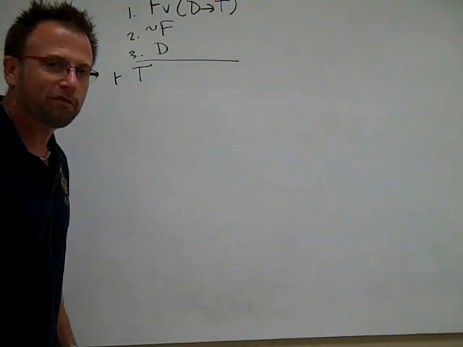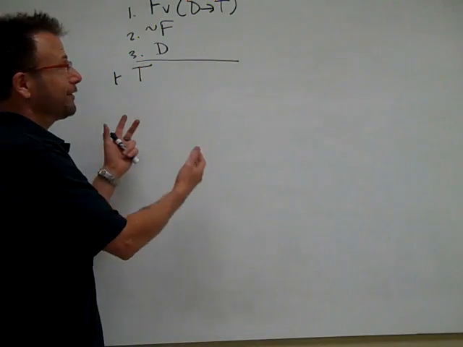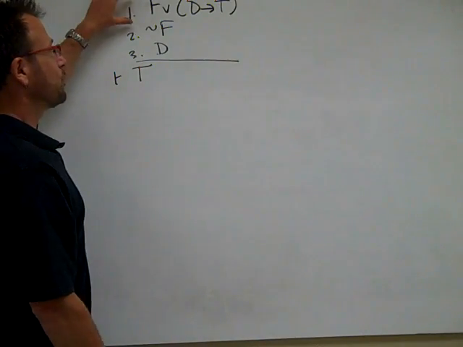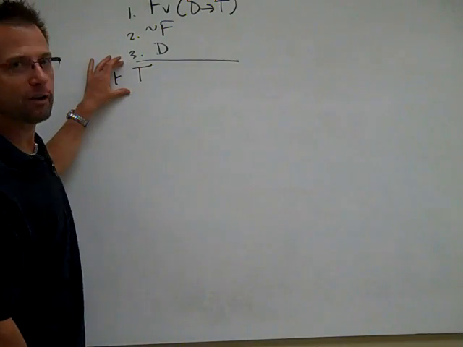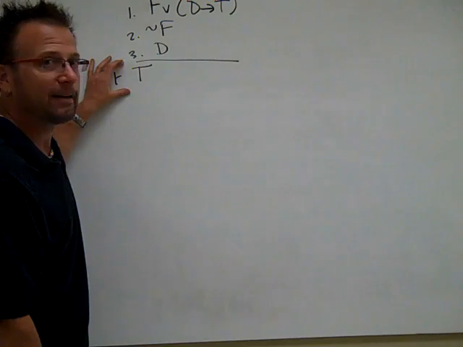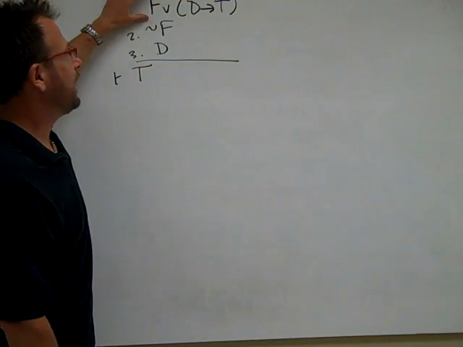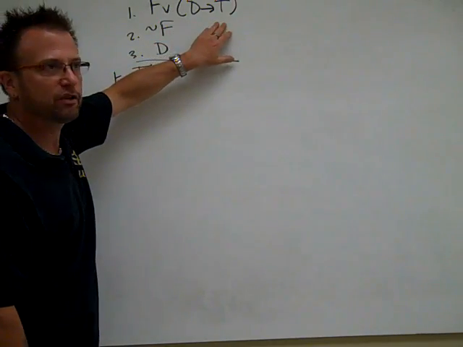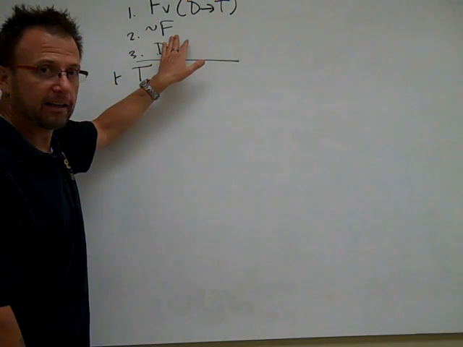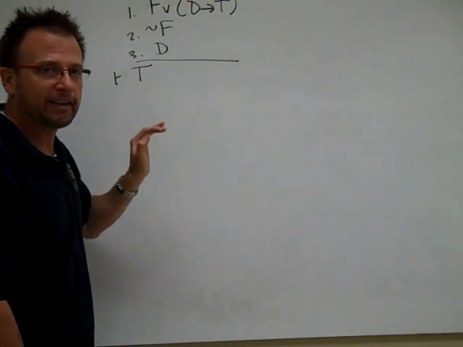Okay, are you up for some more fun with truth trees? Here's our argument. Premise 1, 2, and 3, and our conclusion. Our conclusion is T. The premises are either F or if D, then T is true. It's not the case that F and D.